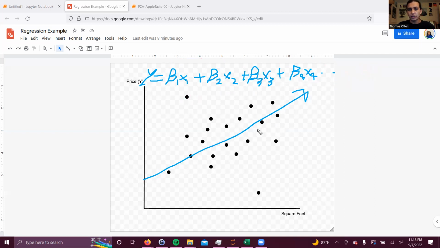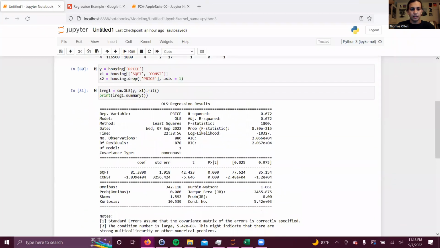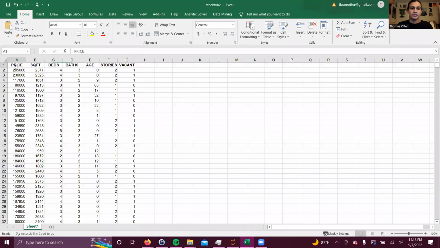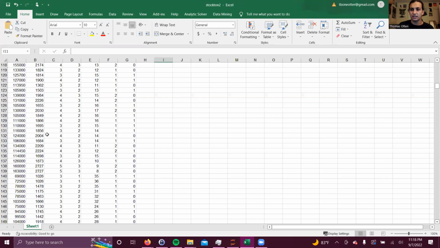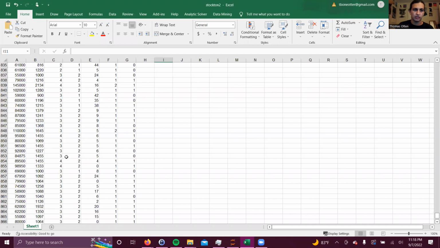Okay, so let's finally make our way over from this world of theory to an actual problem that we can sink our teeth into. And that is going to be this problem. I loaded in a data set that I did from my econometrics class that has the price of houses, the square feet of houses, number of beds, number of baths, the age, the stories, and whether or not the house is vacant. It's not a ton of rows. It's got 800 rows, 900 rows, maybe 1,000 rows.